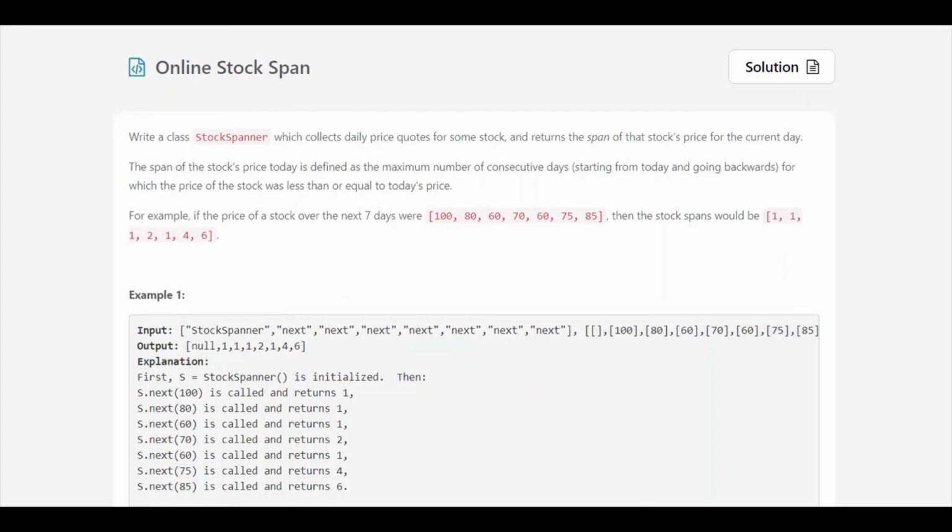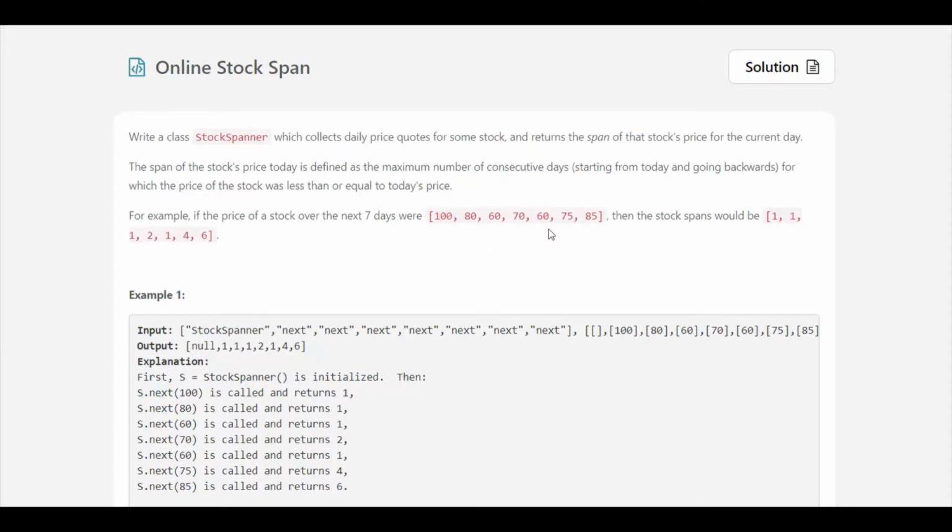Today is day 19 of the LeetCode challenge, and for today's problem we have the online stock span problem. What this problem basically is, we will be given stocks of different days and we have to find out the span for each day. The span for a day means how many of the stocks just before that day consecutively are smaller.